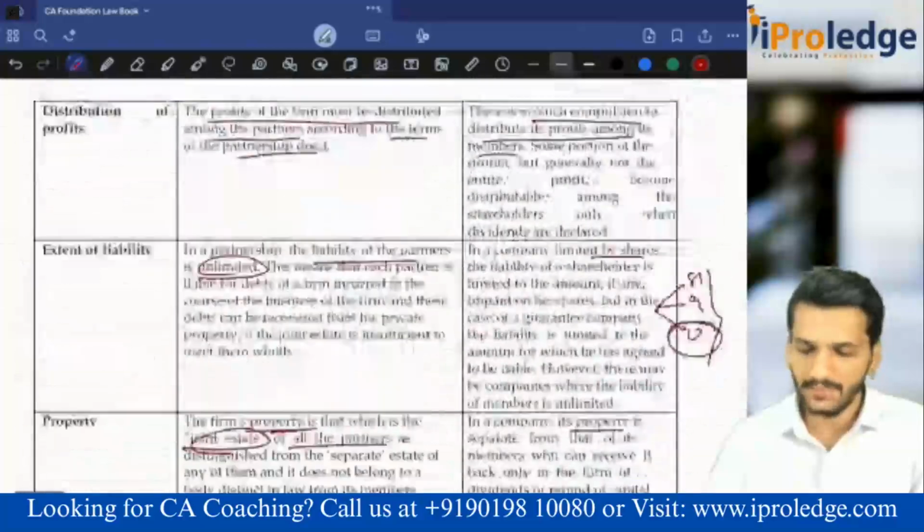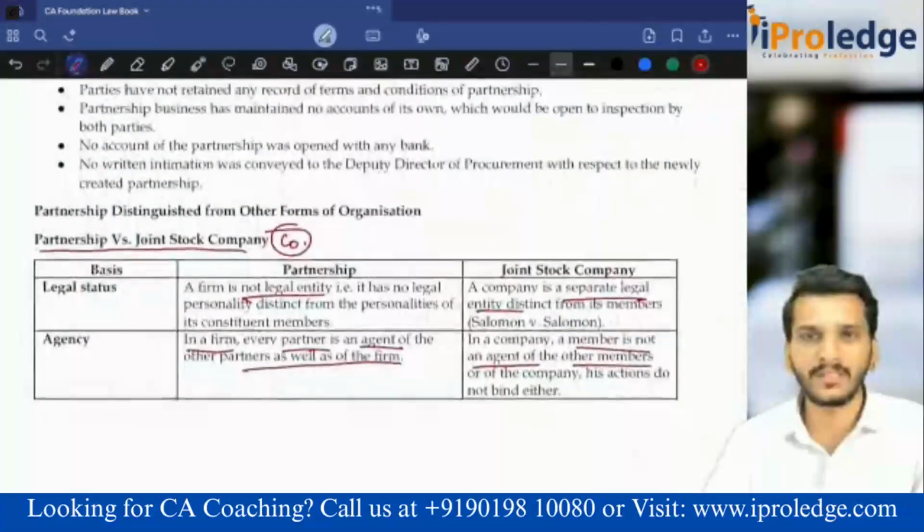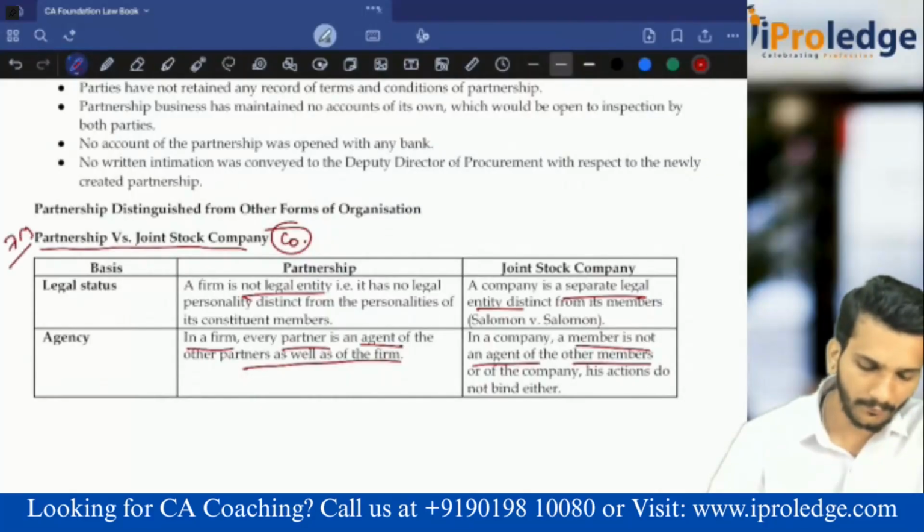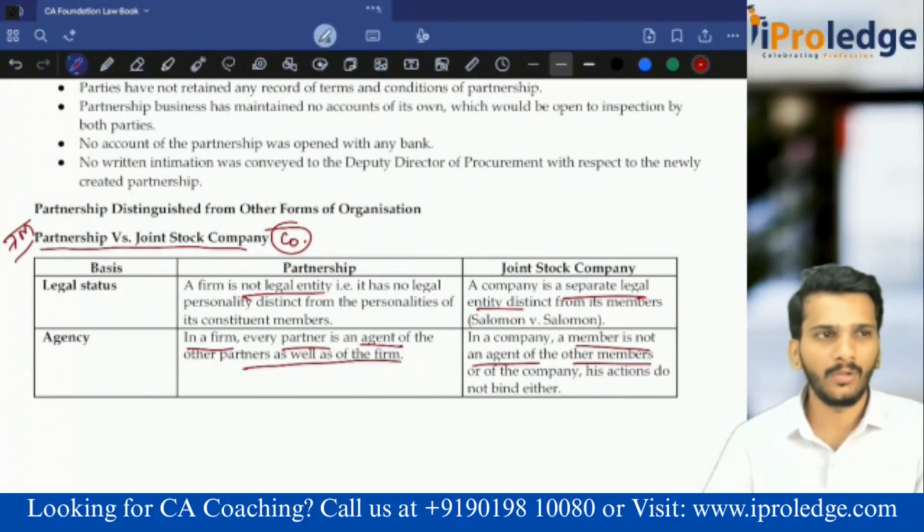Out of these differences, you should be able to write at least 7 differences. A 6-7 marks question will come. You have to do it.